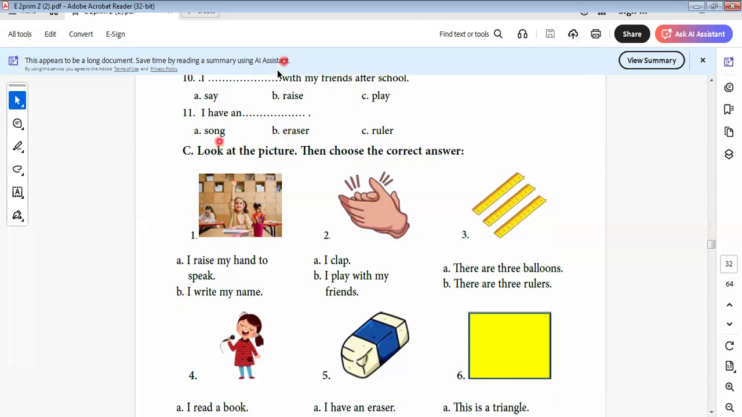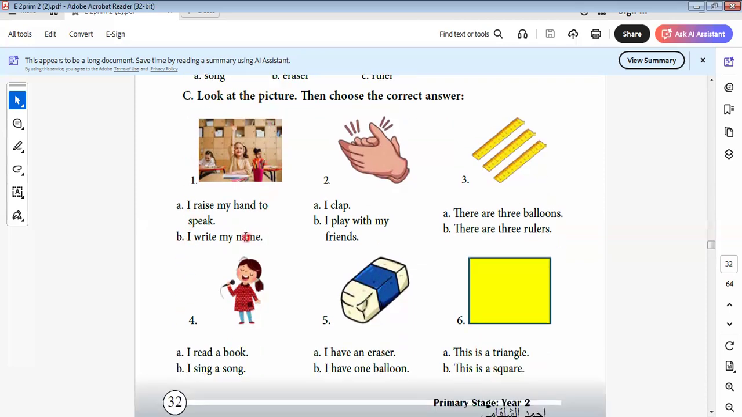Let's go to answer the last one in this part that will be in your October exam test. I raise my hand to speak, or I write my name. Here, raise your hand. So the answer is I raise my hand to speak. What is this boy doing? Clap your hand. Here we have 3 parents or 3 rulers? No, it will be 3 rulers. So I select this one.